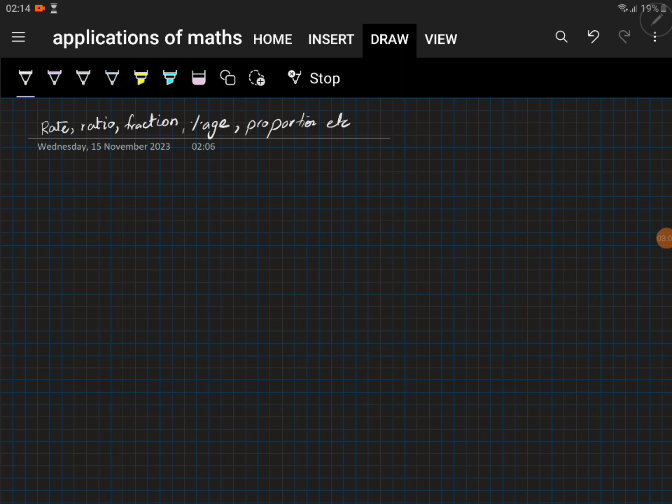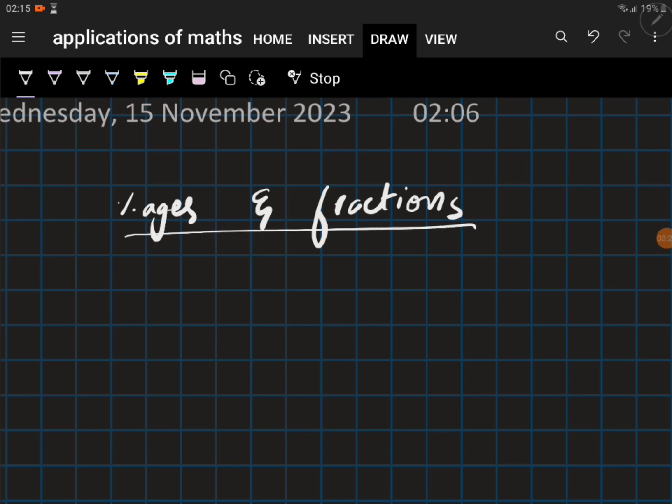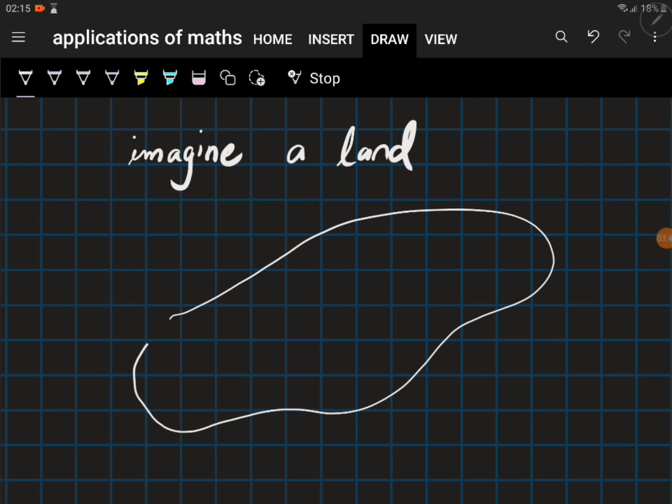Alright, let's begin with percentages. And yes, I have used a different page for this. Percentages and fractions. I want you to imagine a land. The land might not be uniform in any way, but you could estimate what percentage or what fraction of it we are talking about. What do I mean by that?